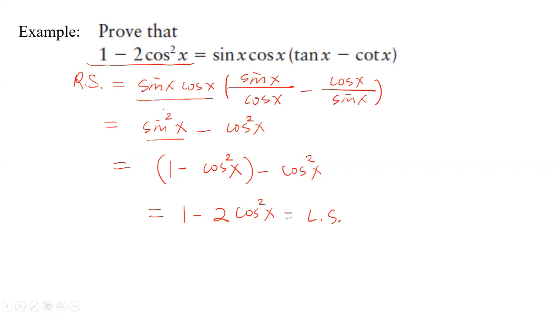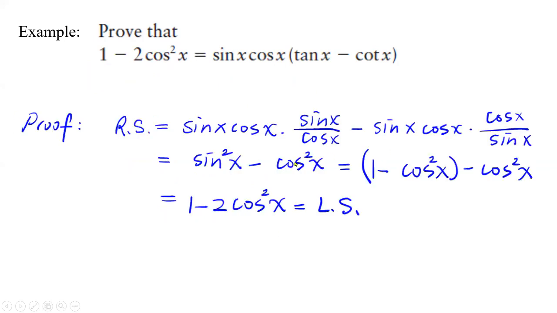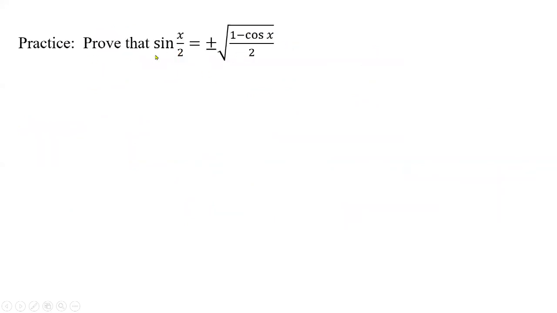All right, any questions? No? Okay, you can also check the complete solution in this slide. All right, if you don't have any questions, let's look at the next one. Prove that sine half of x equals positive or negative square root of (1 minus cosine x) over 2. Okay, I'll give you 2 minutes to think about this question.